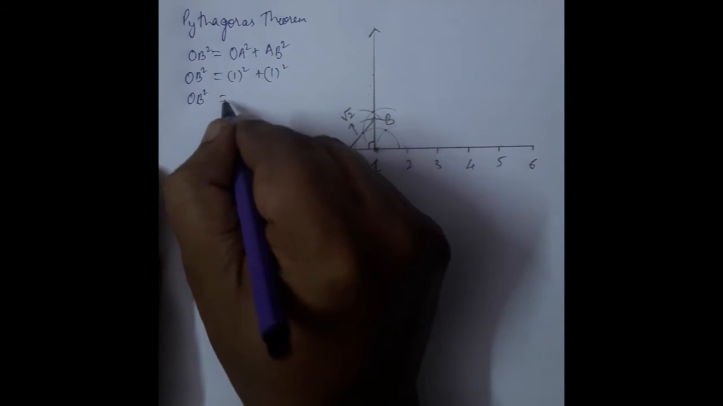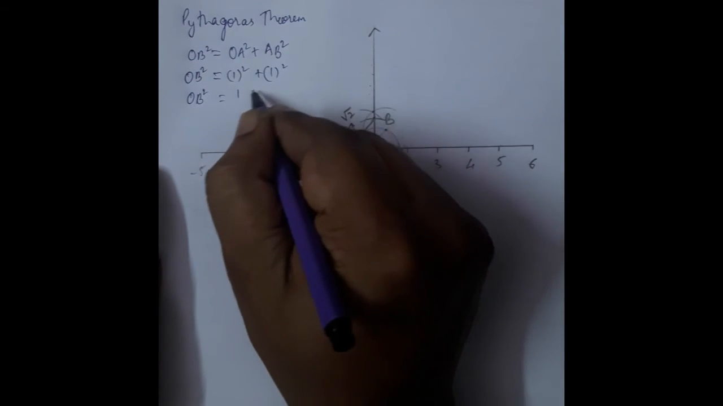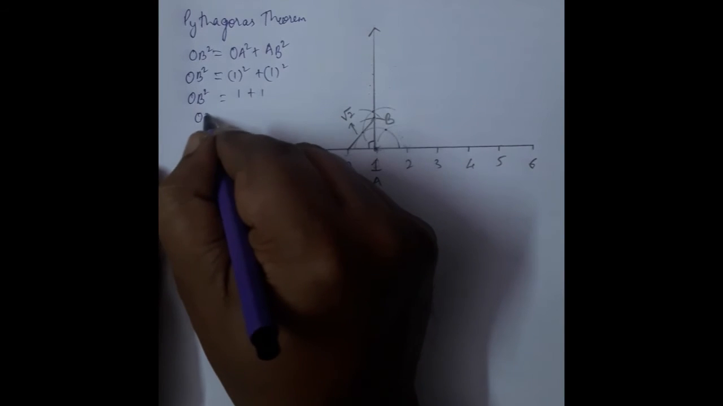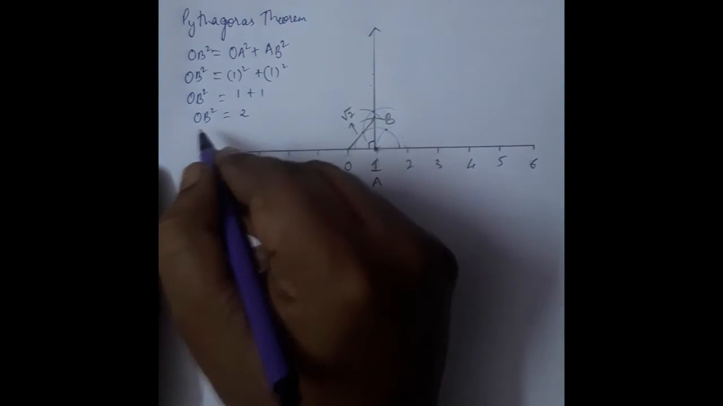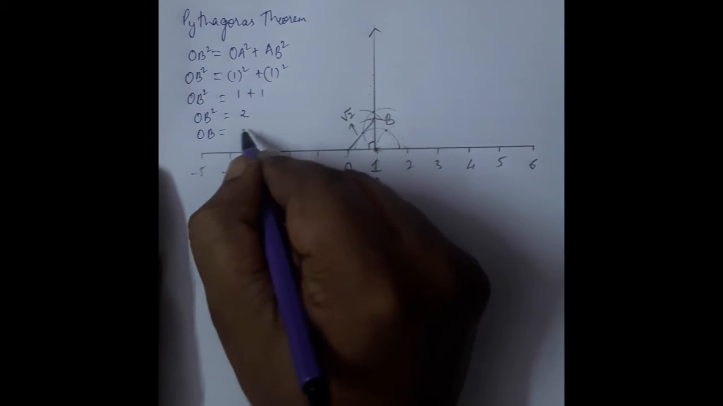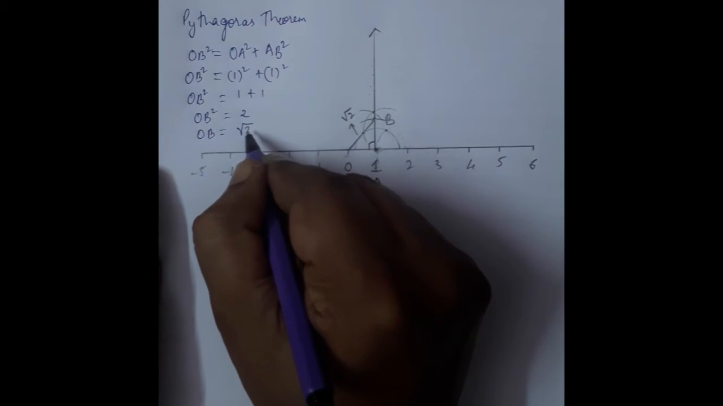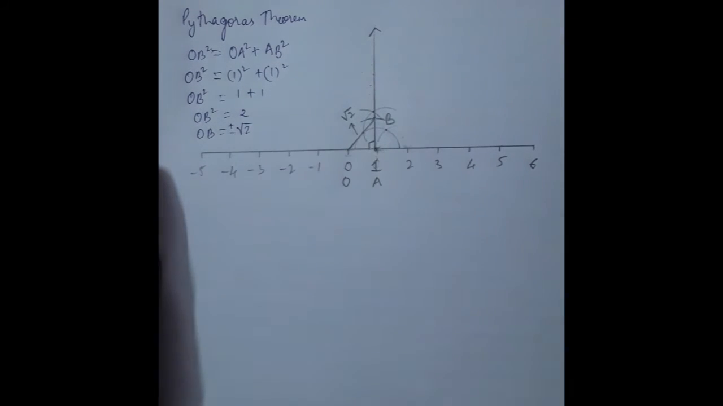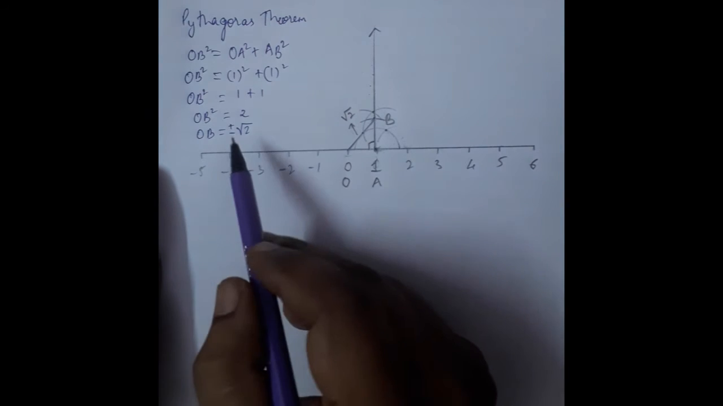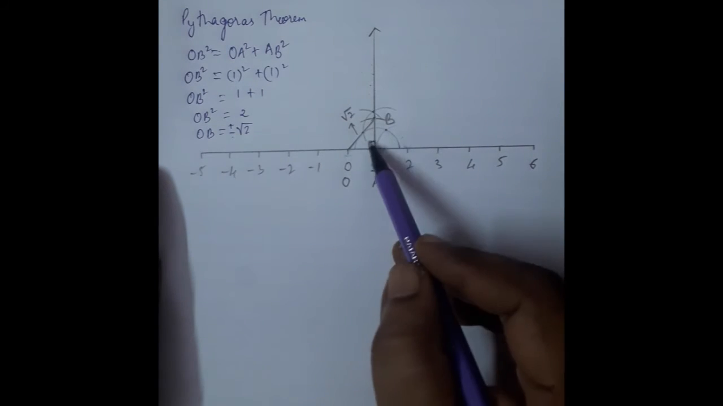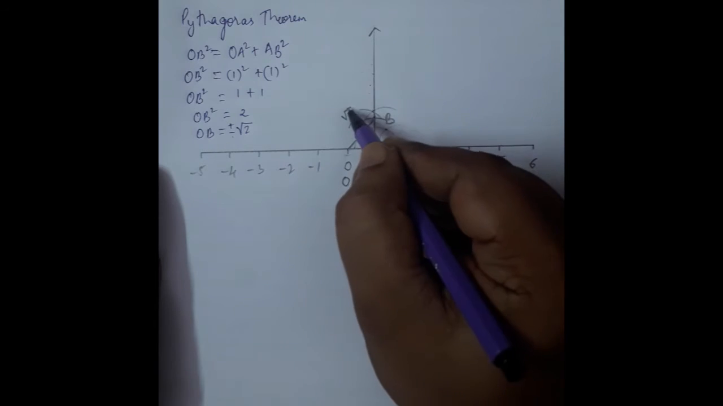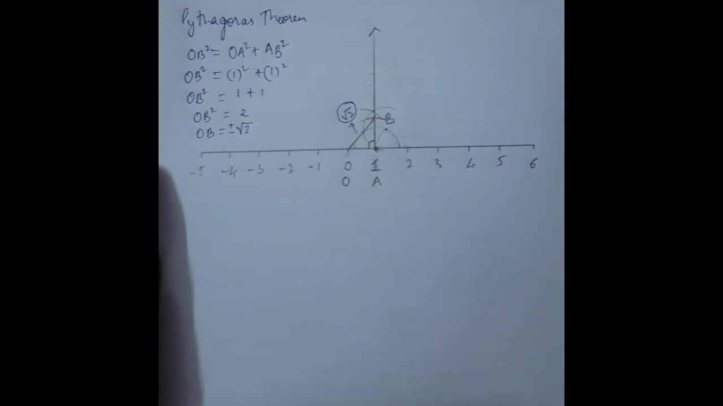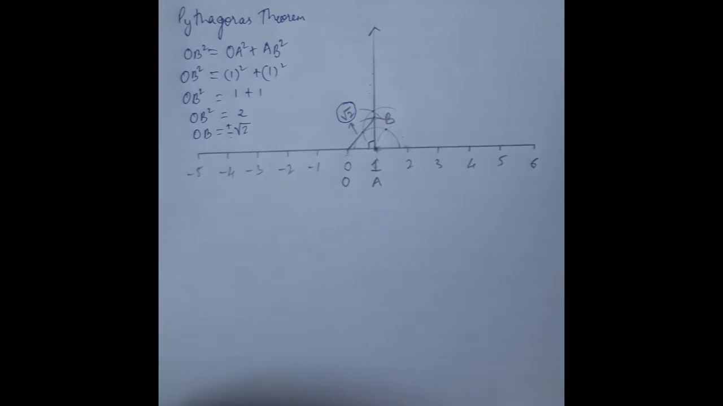So we calculate this. 1 square is 1, 1 square is also 1. OB square is equal to 2. So OB is equal to plus or minus root 2. But we discard the negative because length cannot be negative. That means we get OB equal to root 2. Right?